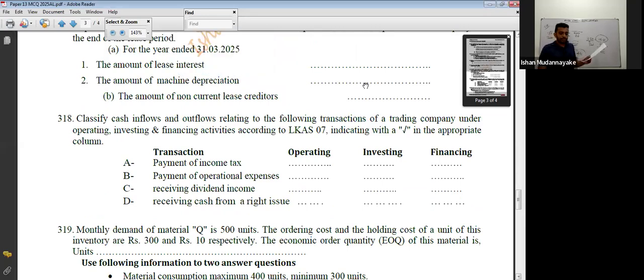Right. Now question number 380. How to get the answer? Classify cash inflows and outflows related to the following transactions of a trading company under operating, investing and financing activities.